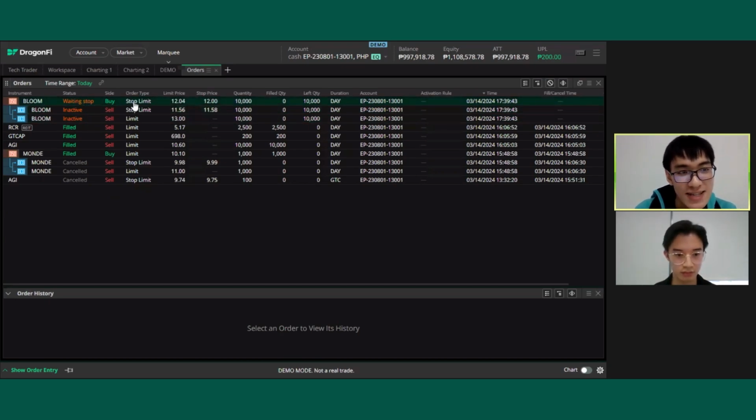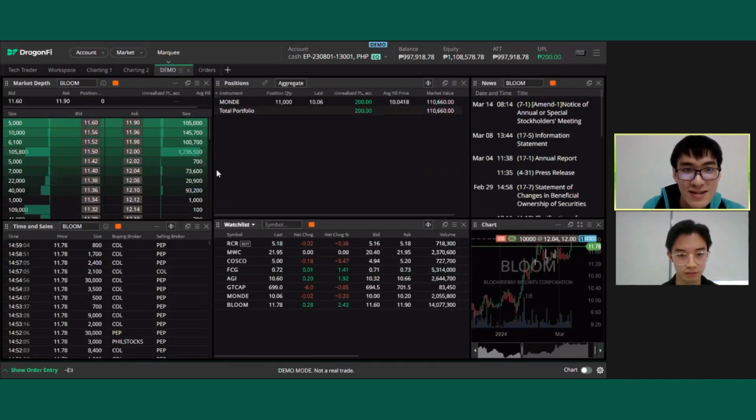Why is it inactive? Because it's waiting for this buy order to be executed first. So until this buy order executes, it will not activate the other sell orders, right? So that's how it works.